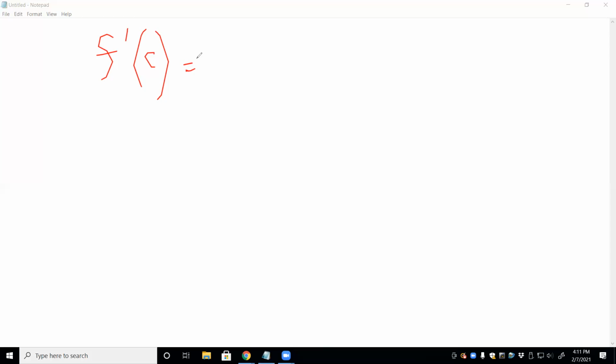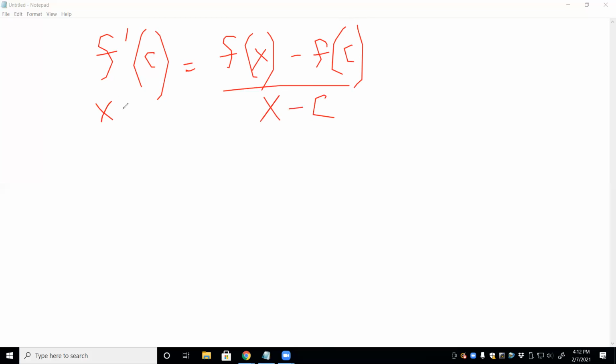There is a secondary definition of it, and that definition is f of x minus f of c, all over x minus c, as x approaches c. Now, where might this be used? Here's a good example on this one.